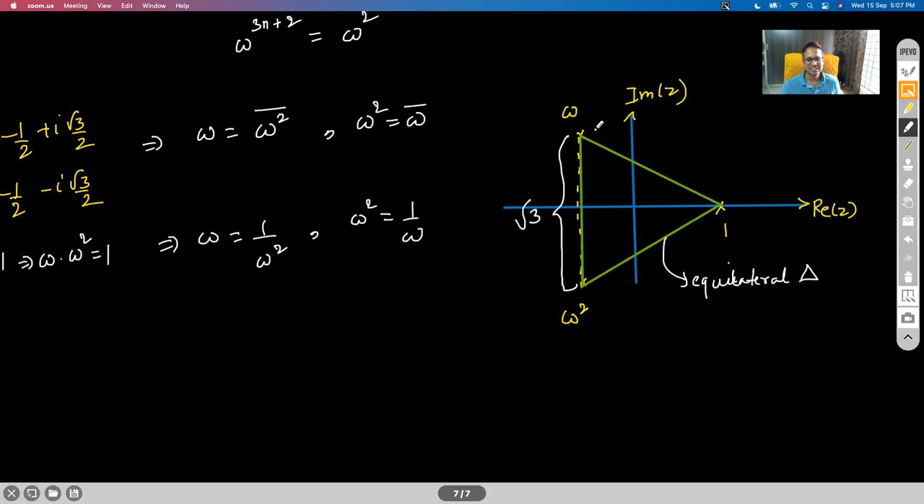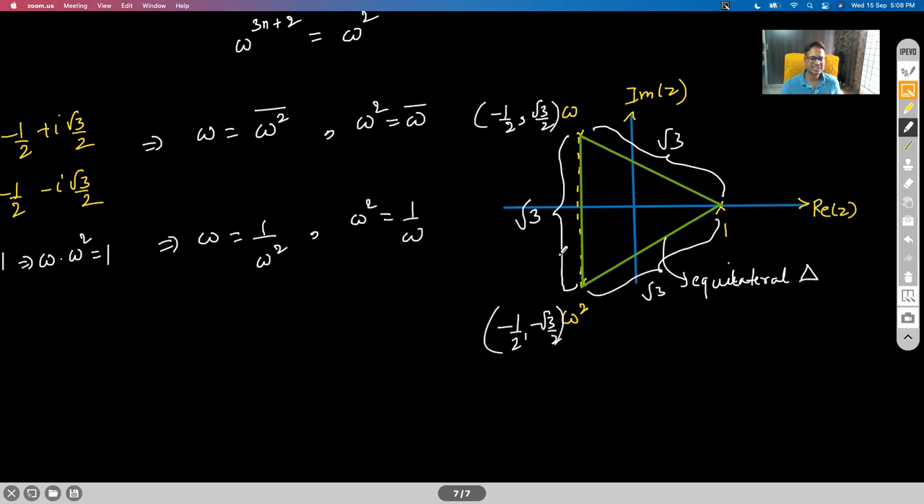Okay, so this equilateral triangle side length will be root 3. How did I figure it out? Not rocket science. I know omega is minus half comma root 3 by 2, and omega square is minus half comma minus root 3 by 2. So the distance between omega and omega square is twice root 3 by 2, which is root 3.